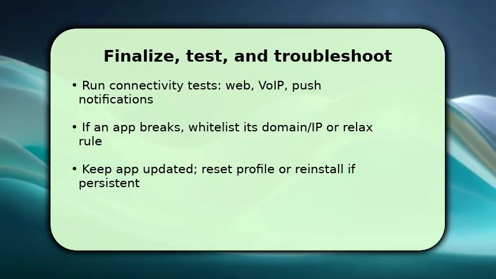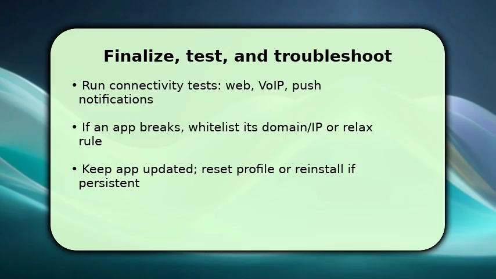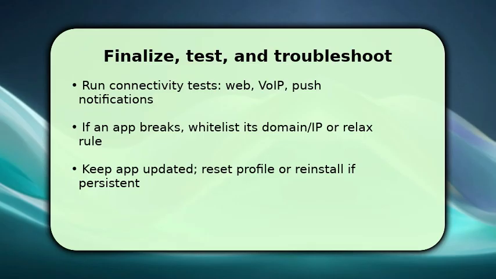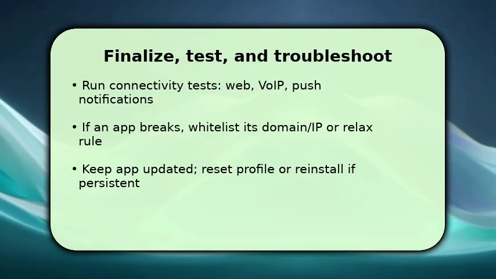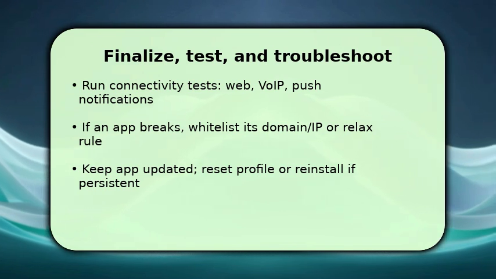Once satisfied, enable auto updates and periodic log review. If rules persistently misbehave, clear the profile, reinstall the app, or restore default settings. This single troubleshooting tip fixes most configuration conflicts without losing data.